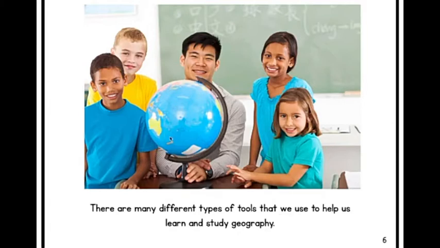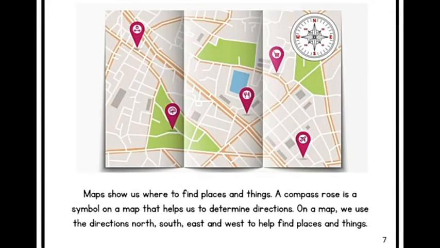Now this is a type of map, but you'll notice it's not a flat paper map. It's actually round like a sphere. It looks like planet Earth, which is a sphere, and this is called a globe. Everyone say globe, globe. Maps show us where to find places and things.